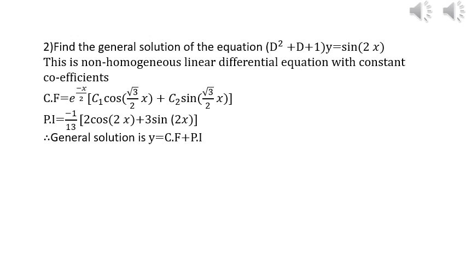Finally, we write the general solution: y is equal to CF plus PI. CF is e to the power minus x by 2 inside the bracket C1 cos root 3 by 2 x plus C2 sin root 3 x by 2. Particular integral: minus 1 by 13 inside the bracket 2 cos 2x plus 3 sin 2x. So the problem is complete.